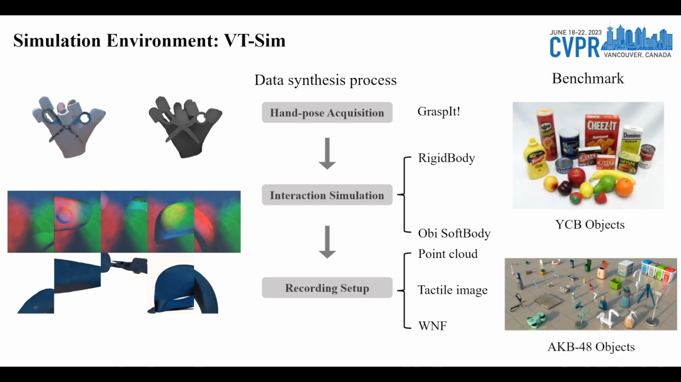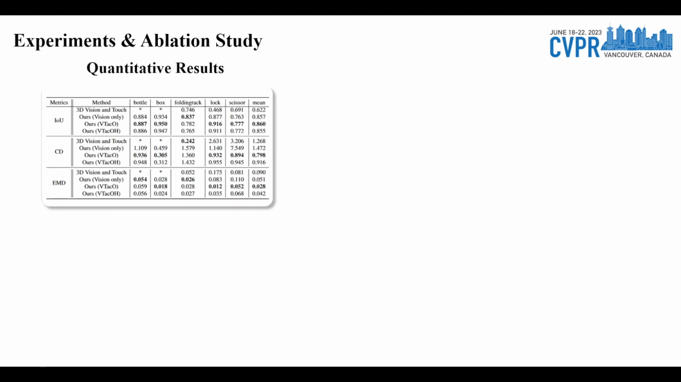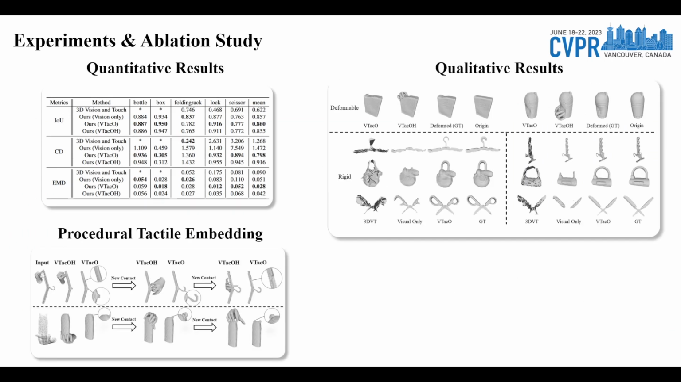The benchmarks we use are YCB object models and KB48 object models, which both provide full model meshes and textures for our reconstruction task. We conduct plenty of experiments to show the capability of VTacO. We compare our results with the visual-tactile baseline, 3D shape reconstruction from vision and touch. Since this work didn't study the reconstruction of deformable objects, we only compare the 3 non-deformable categories: folding racks, locks, and scissors. We also report the object reconstruction result for the VTacOH setting.